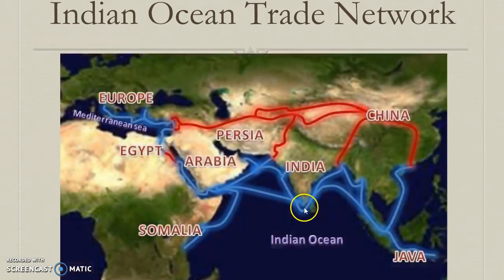All right, so this is your Indian Ocean Trade Network. A couple of things I want you to notice. The Silk Roads tied into the Indian Ocean Trade Network. It also tied into the Mediterranean Sea. None of these routes were sufficient on their own. Okay, they were connected to each other.